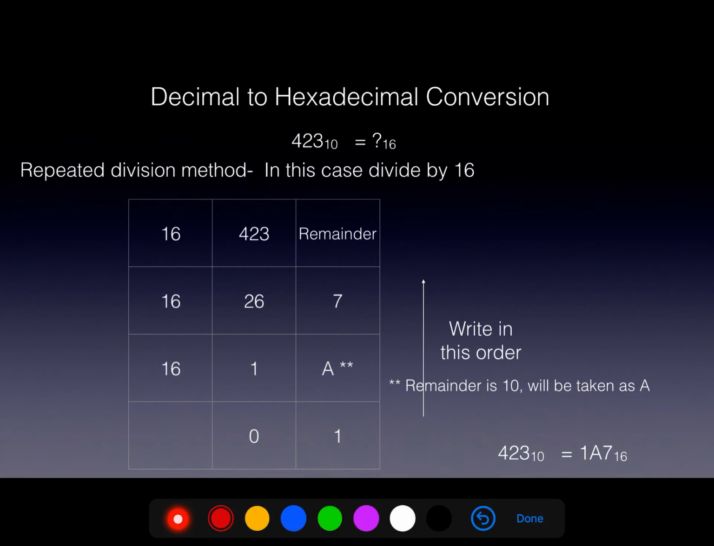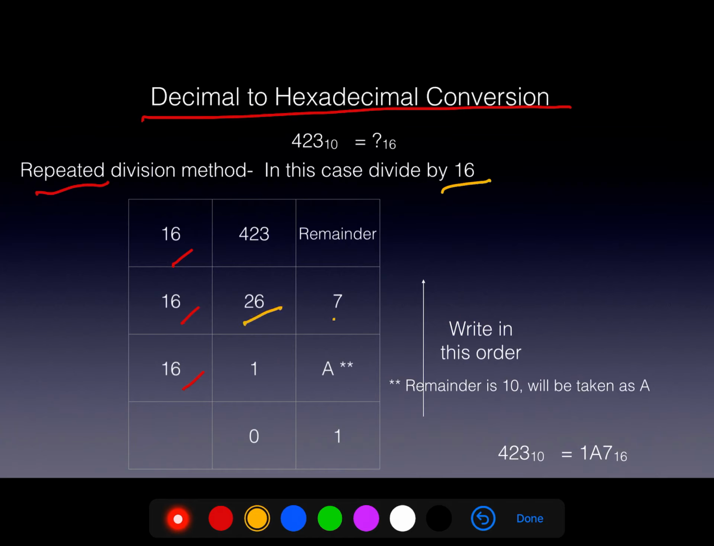The same thing we are doing with hexadecimal. I think you can make out now how we are going to do this. There we were dividing by 8; here we will divide by 16. That's all. So let's take an example: 423 base 10 equals what in base 16? We have to convert it to hexadecimal, so we do repeated division by 16. We are repeatedly dividing 423 by 16.